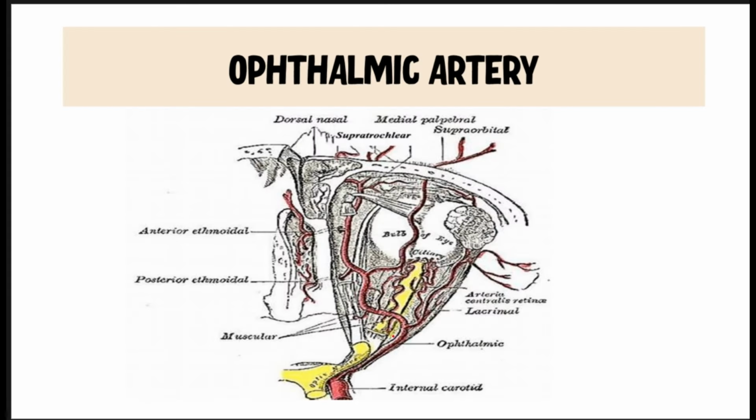So we discussed the first branch of the ophthalmic artery. So this is the internal carotid artery. From there we have the ophthalmic artery. Basically, it's going to travel from below and give the first branch, and that is called the central retinal artery, also referred to as the arteria centralis retinae.